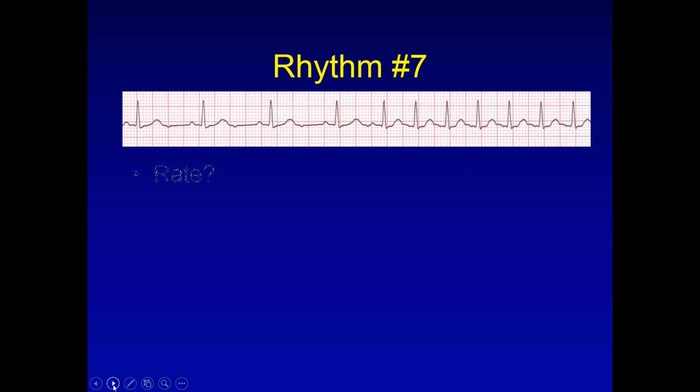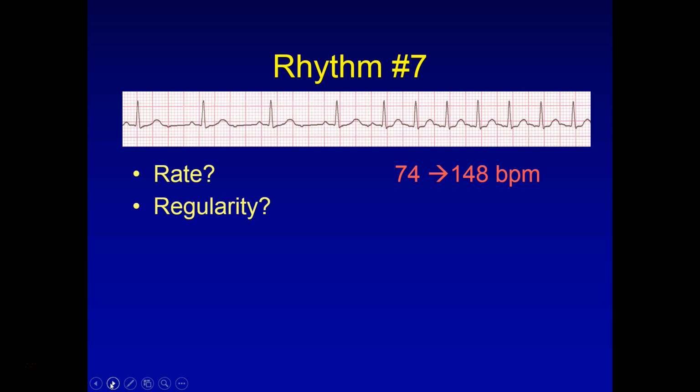Okay, let's take a look at this one. What's our rate? It's a little tricky. Okay, we really have two types of regular rhythms happening. A regular slower rhythm, and then it speeds up, but it doesn't lose its regularity. So that'll be significant to help us identify this particular type of arrhythmia.